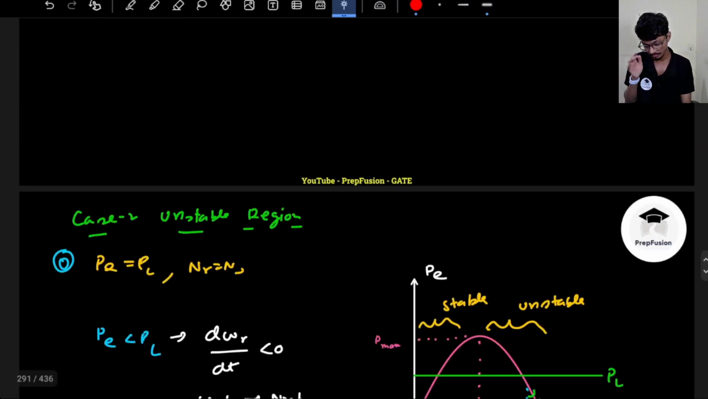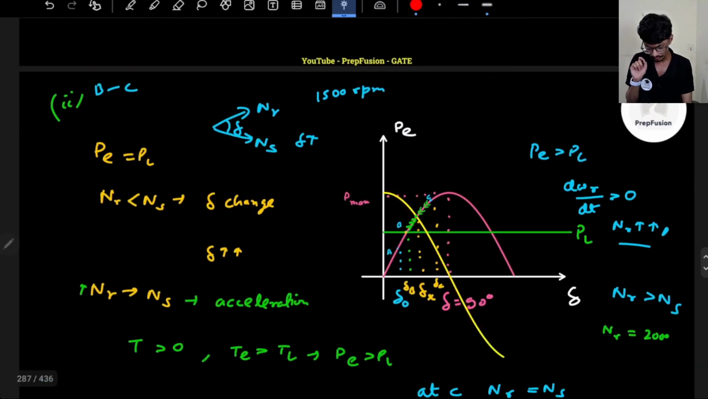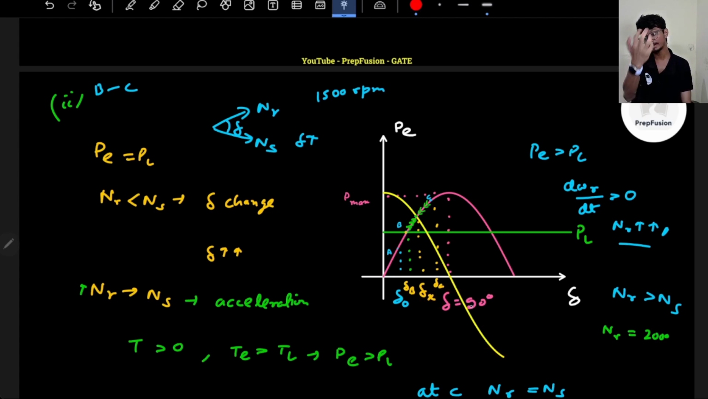A good property of the synchronizing power coefficient is that after this delta naught, the synchronizing power coefficient is negative. That means it by itself cannot generate any power to bring the machine back into synchronism. It has to take power from the supply or somewhere to bring it back into synchronism. It cannot develop the power on its own.